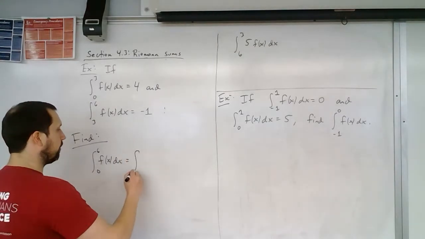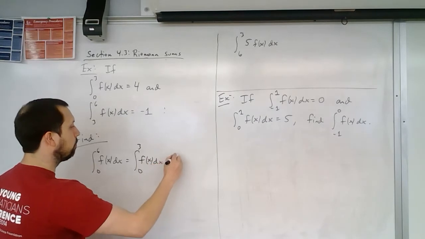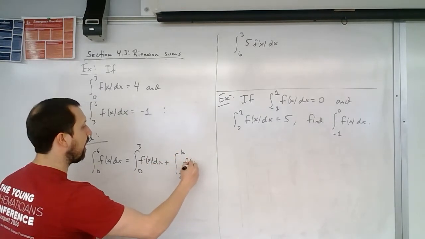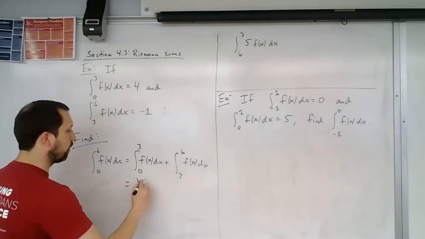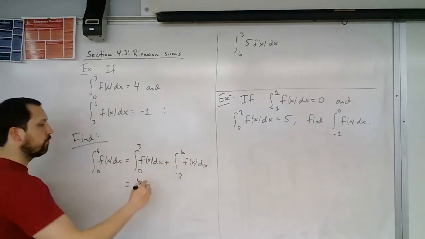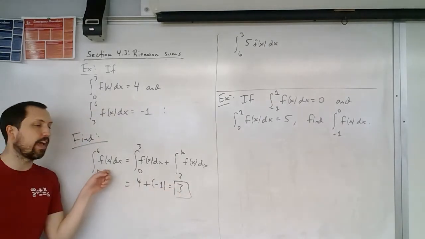We know that this is going to be the same as the integral from 0 to 3 of f of x dx, plus the integral from 3 to 6 of f of x dx. And this integral we see is equal to 4. This one is equal to -1. So this is equal to 3. So that is what that integral is equal to.